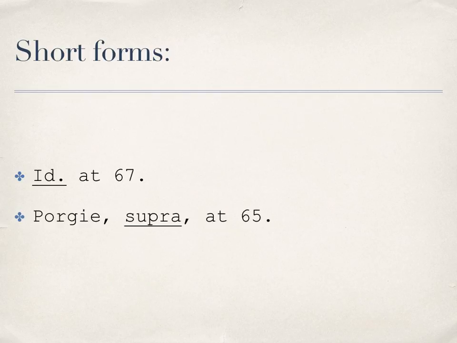Like books, the medium form of a cite to a journal article is going to have this supra format. So again, use your author's name, comma, supra, underlined, comma, and at your new page number. One other note here, a supra cite to an article or book written by more than one author will have both authors listed prior to the supra.